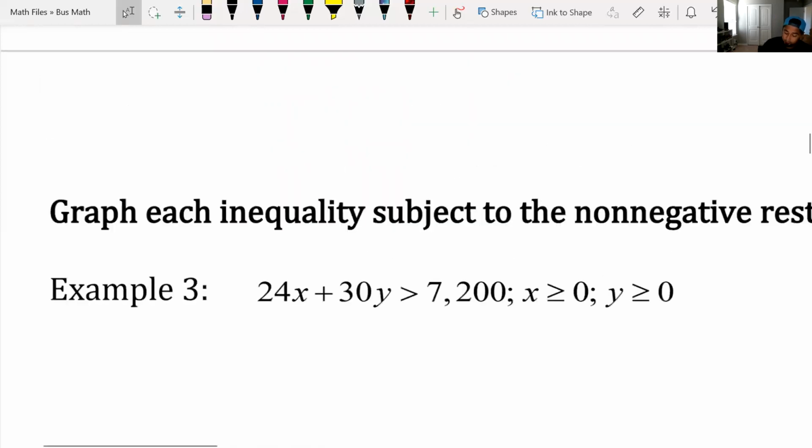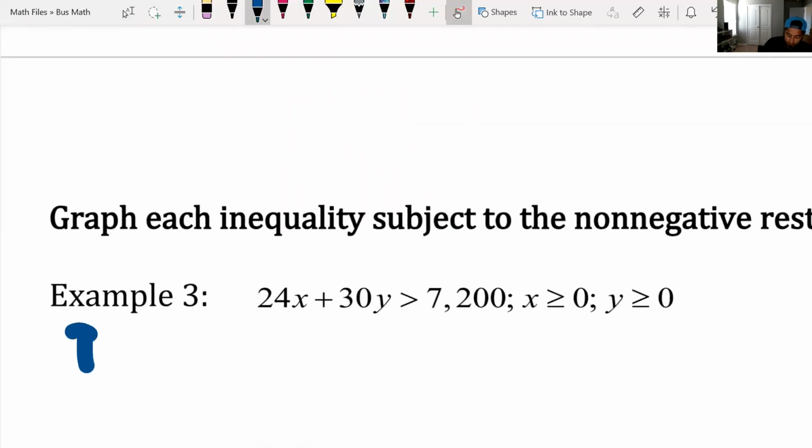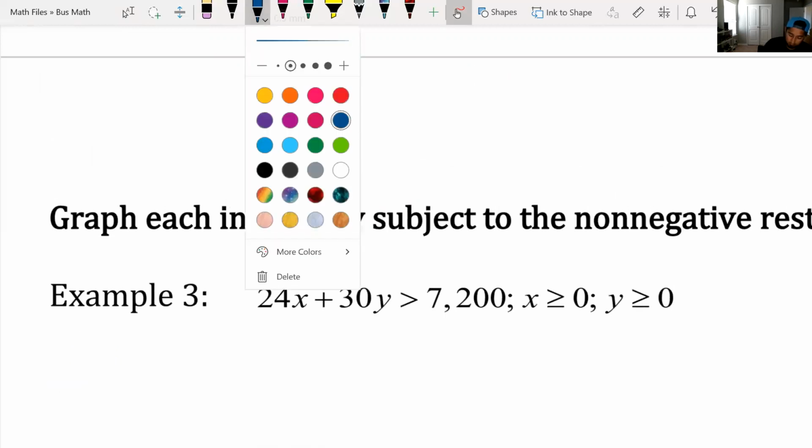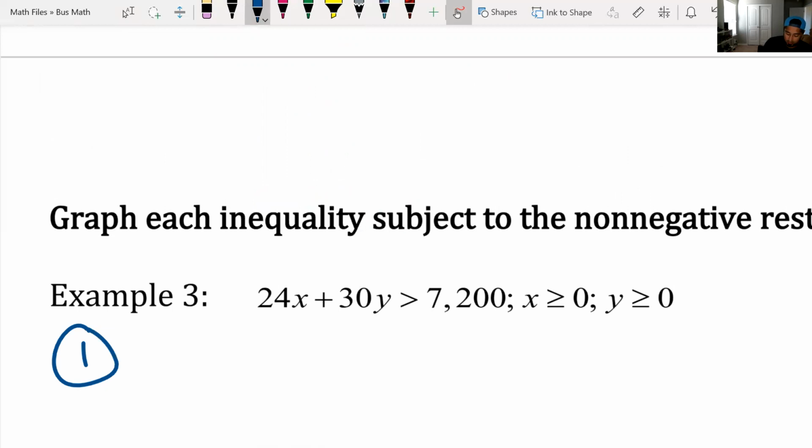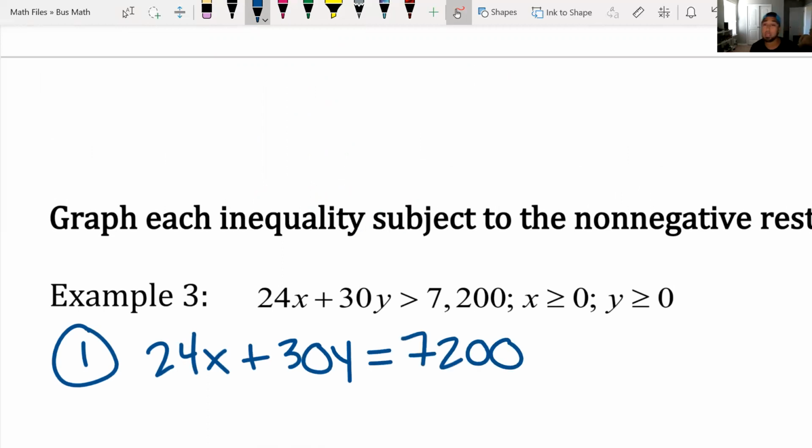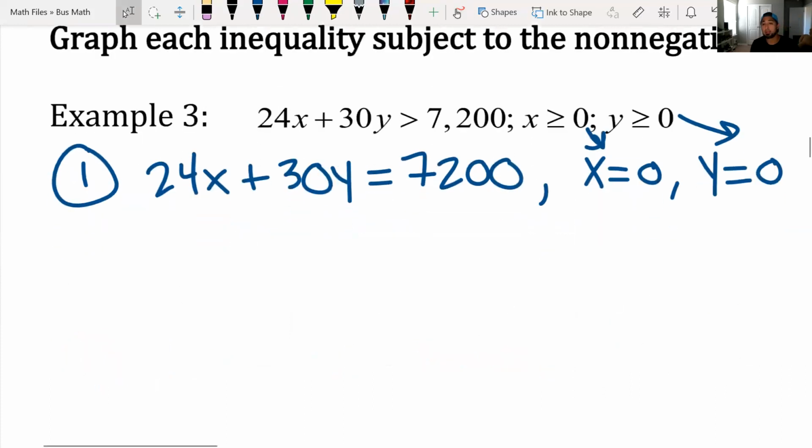Step 1 is change it into 24x plus 30y equal to 7,200. And then also make it x equals 0 and y equals 0, right? That's what these become. Okay. So we're going to find the x and y-intercepts for the first equation and then plot them.